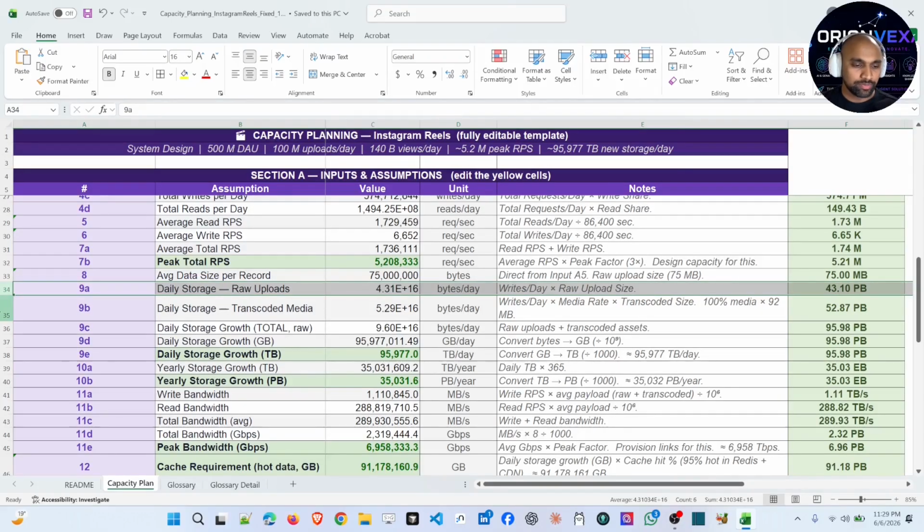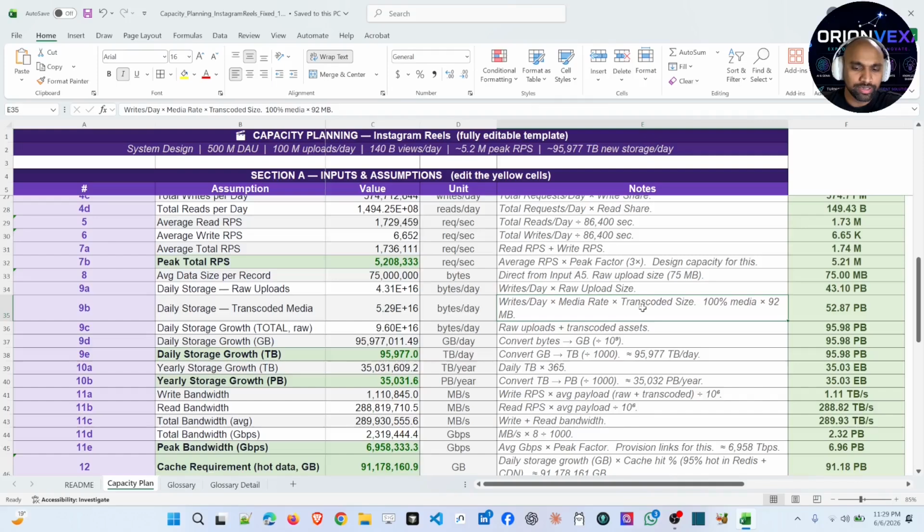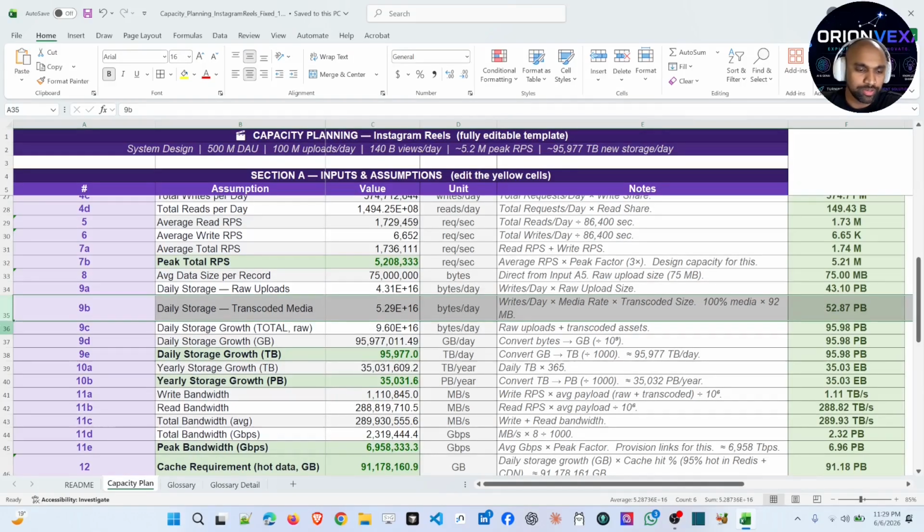From there, we can see the daily storage for transcoded media. For transcoded media, we are converting that data into 3 different formats. Even if it is a small single file, it will be divided into 3 different codec formats, that is 360, 720, and 1080 pixels. That is the transcoded data. That is writes per day into media rate into transcoded sizes, that is 100% media into 92 MB. That is the daily storage for transcoded media.